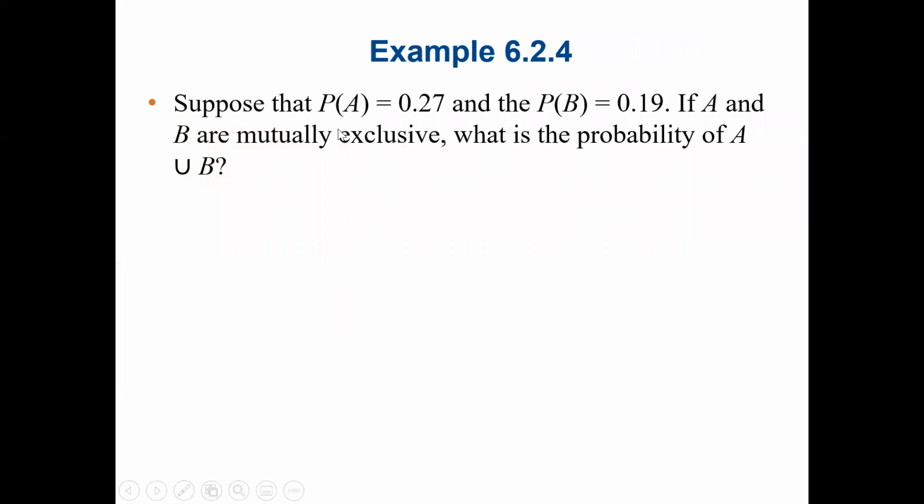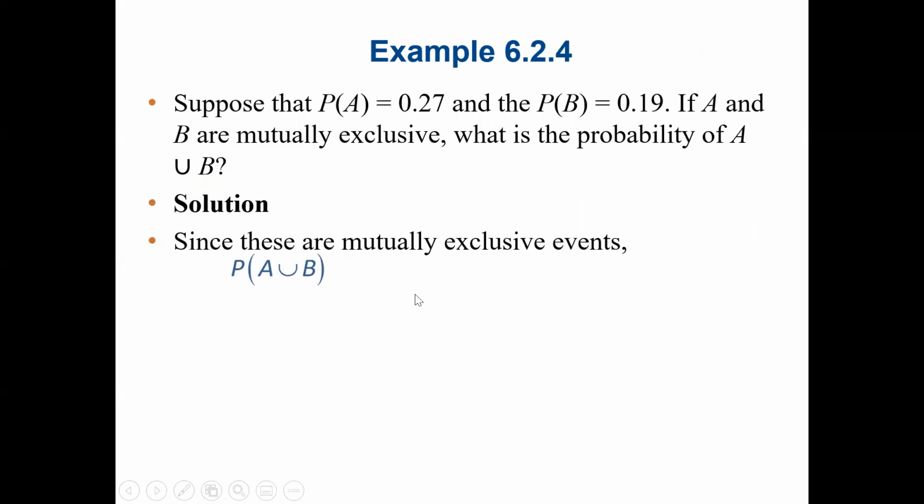Now, suppose that the probability of A is 0.27 and the probability of B is 0.19. If A and B are mutually exclusive, what is the probability of A union B? So we add them together since they are mutually exclusive. Our solution: the probability of A union B is the probability of A plus the probability of B, and that will give us 0.27 plus 0.19, which is 0.46.